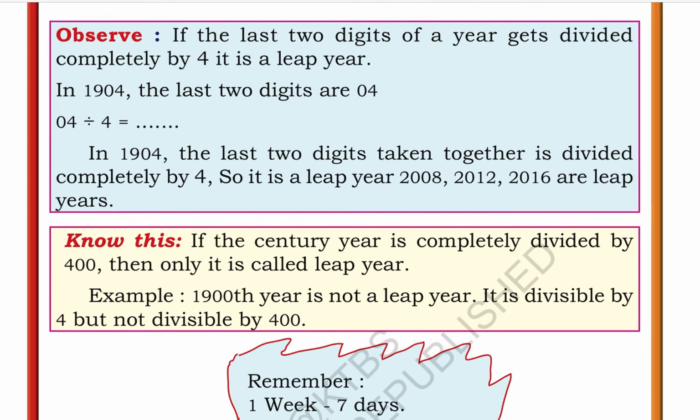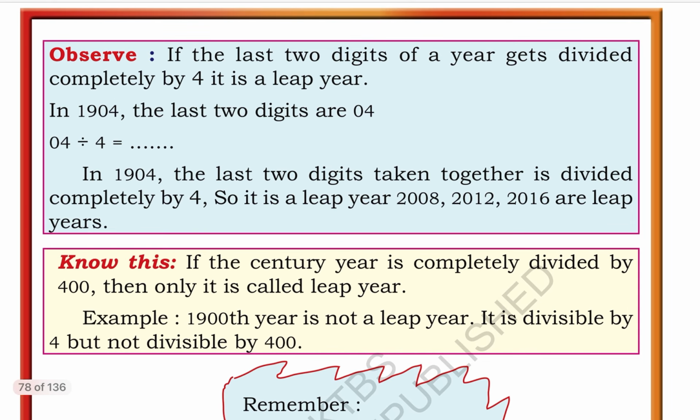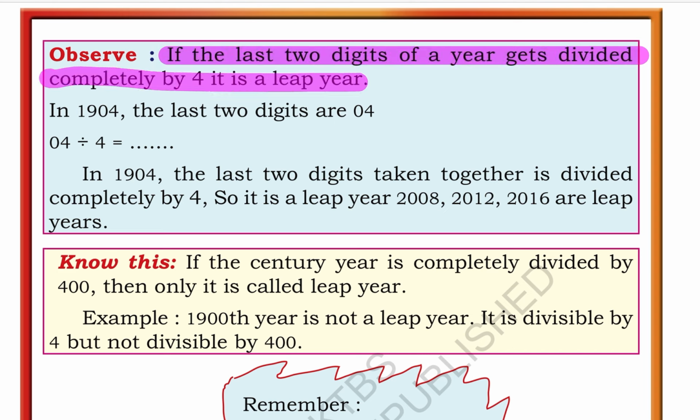If the last two digits of a year get divided completely by 4, it is a leap year. This is very, very important. If the last two digits of a year get divided completely by 4, it is a leap year.